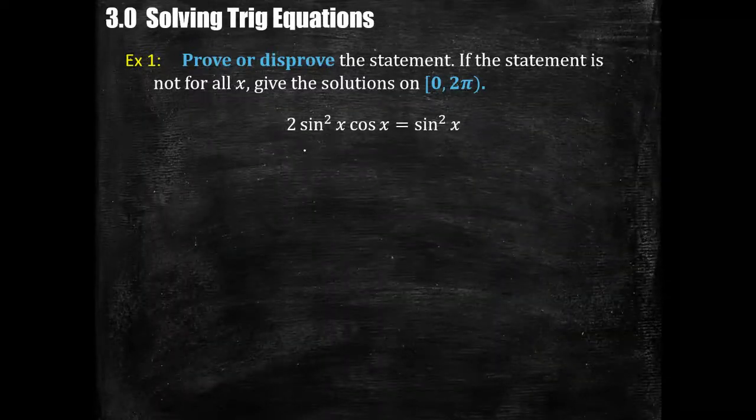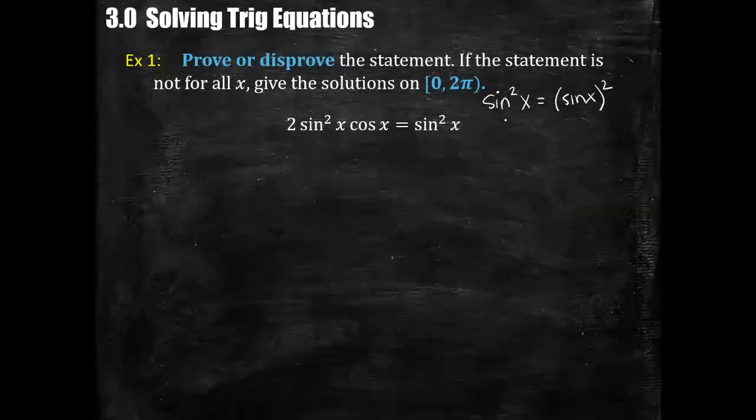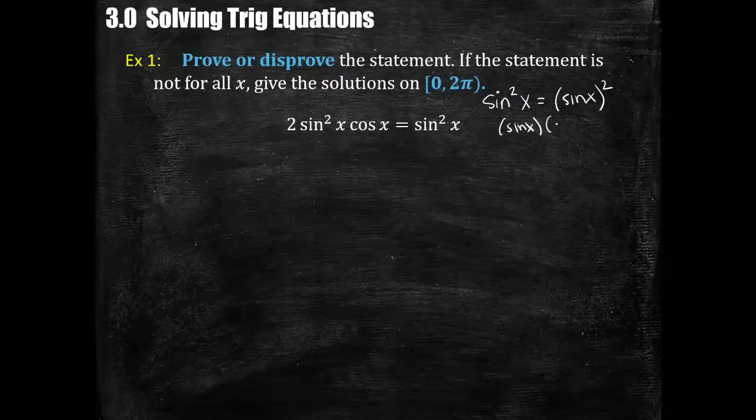I have this right here: 2 sine squared x cosine x equals sine squared x. First of all, I want to re-emphasize that sine squared x is the same thing as sine of x, squared. So it's sine x times sine x. Be careful with how you're writing that and indicating that, because if I drop the parentheses, I'd be squaring the x, that angle or that arc.